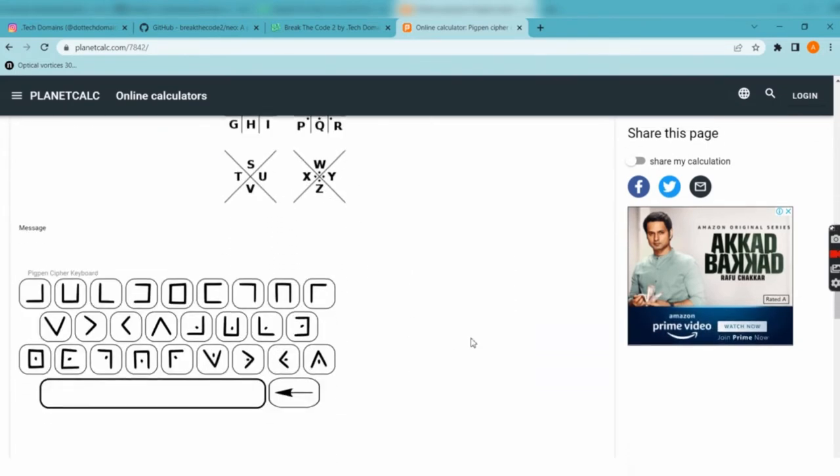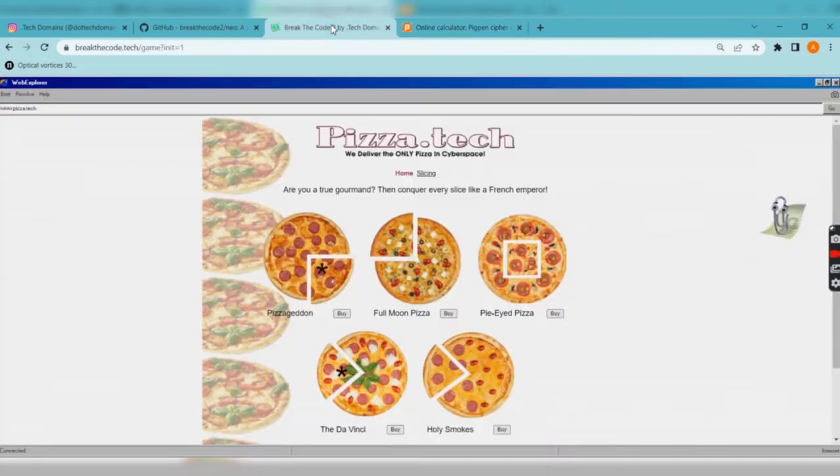So these are the pigments I have. So this letter corresponds to A. If I click this, it will be A. If I click this, it will be D. So you have to try and solve this. If you solve this, you will get a scrambled word, like a 5-letter word you will get.